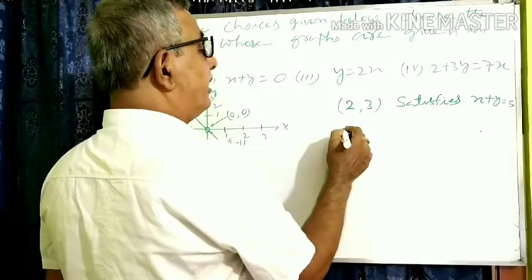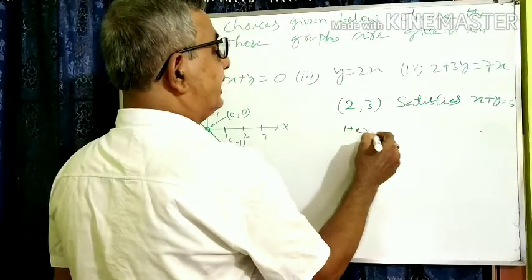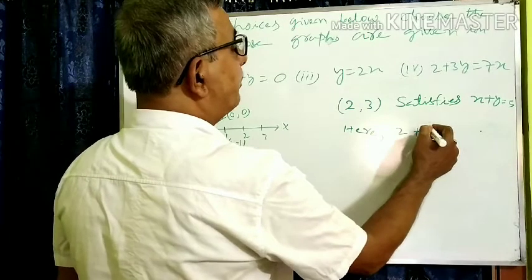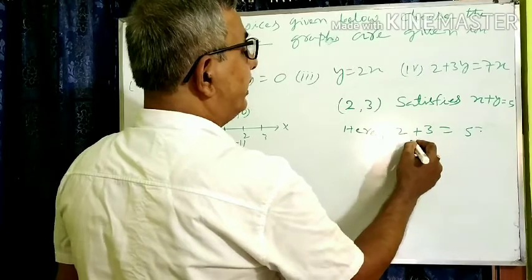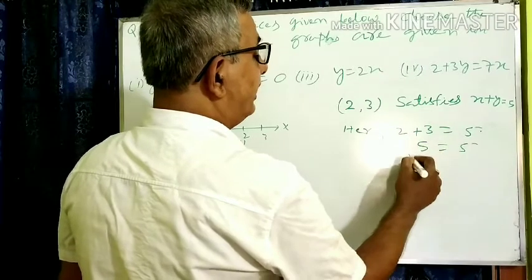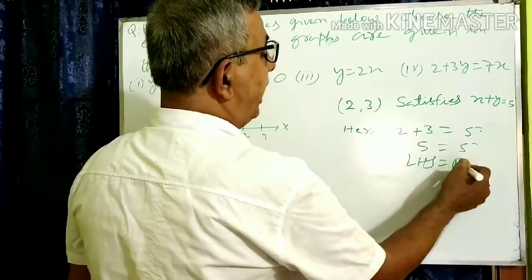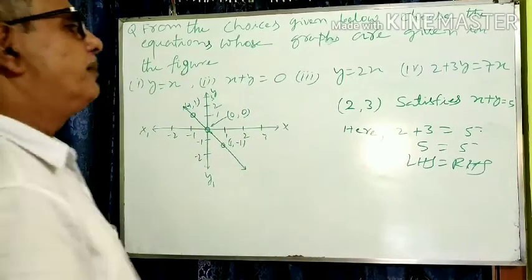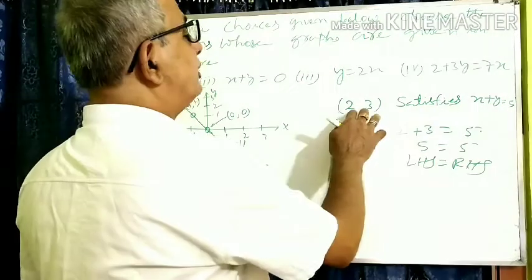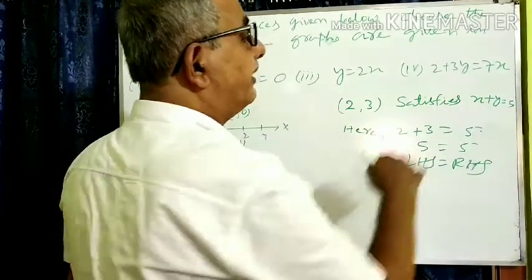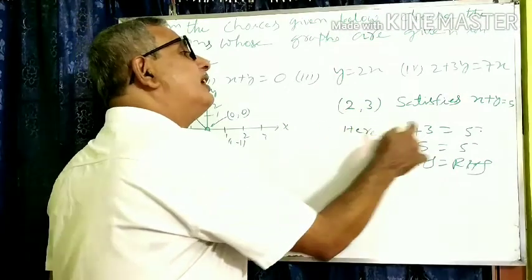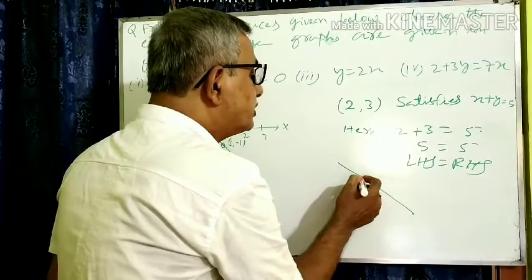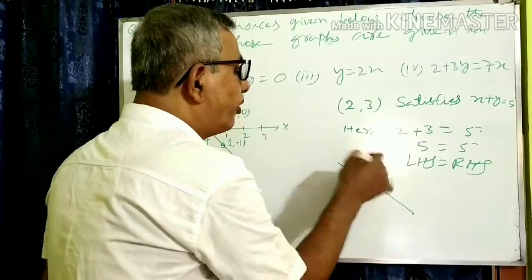Here you see, instead of x we are putting 2, instead of y we are putting 3. That is equal to 5. Here also 5. LHS is equal to RHS. I think you understood what we mean by satisfies. So this point satisfies this line. That means this point will lie on this line. When you draw the line, this point must be there. 2, 3 must be on the line.